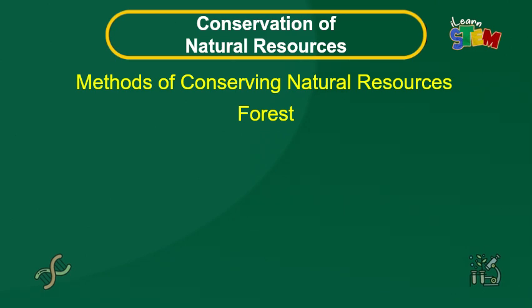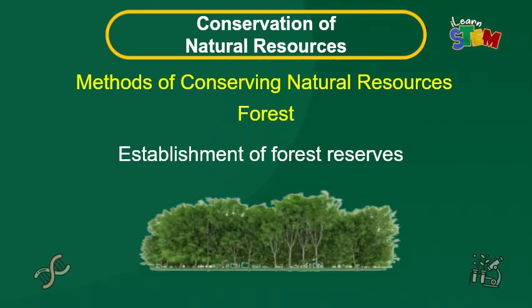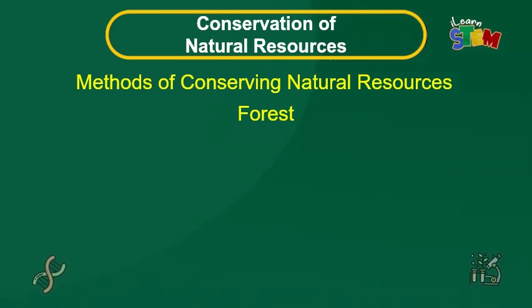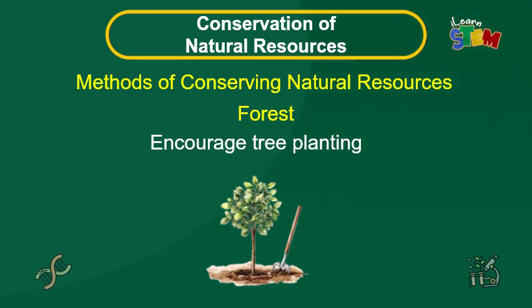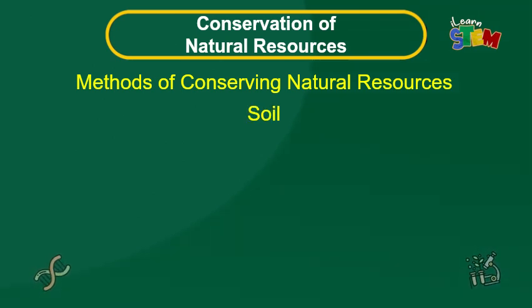A forest can be conserved by: 1. Prevention of bush burning. 2. Establishment of forest reserves. 3. Encourage tree planting. 4. Educating the public on the value of forest. We will move ahead to soil conservation.